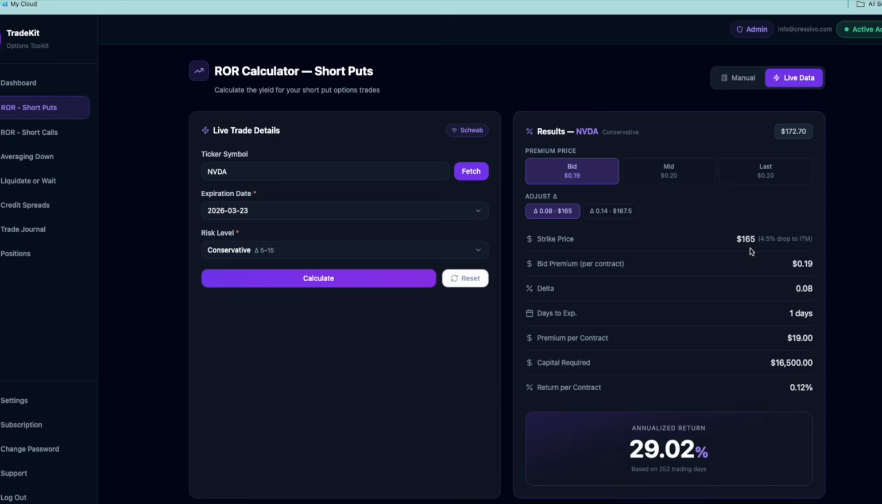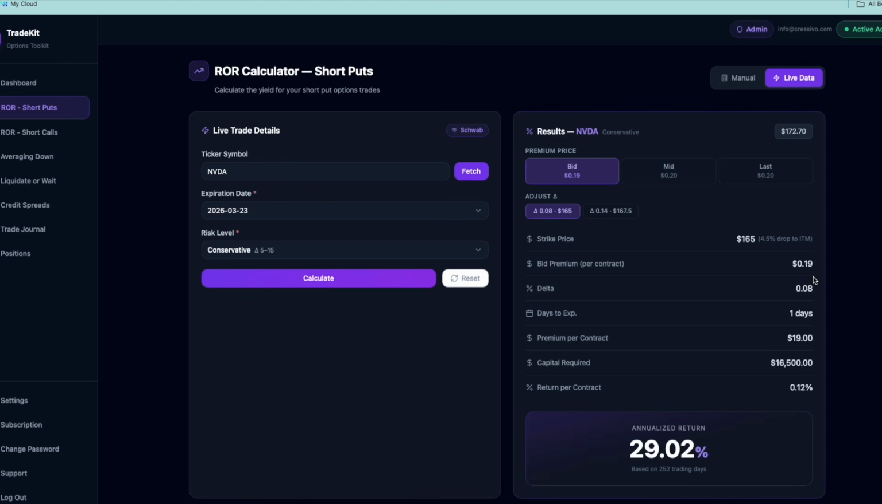So it's a 165 strike price. It's trading at 19 cents, which means $19 would get dropped into our account. And it also gives us the capital that we need if we were selling a cash secured put, $16,500. Now, it calculates our rate of return and then annualizes that out for us.